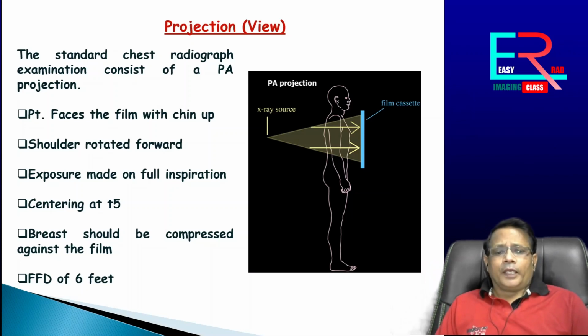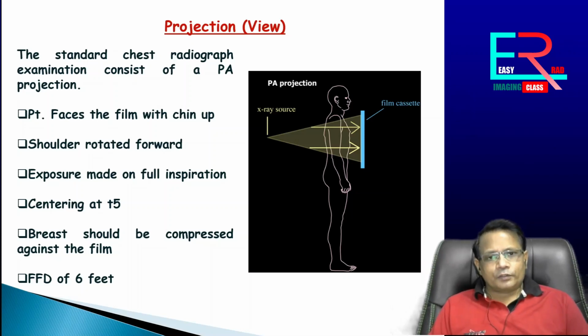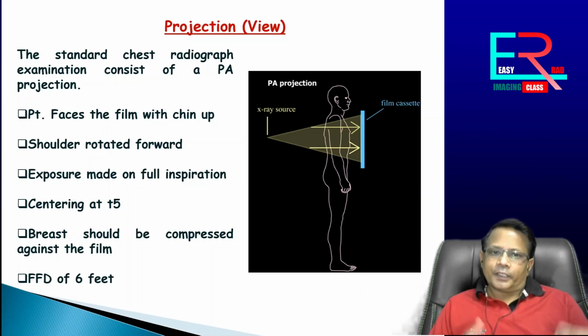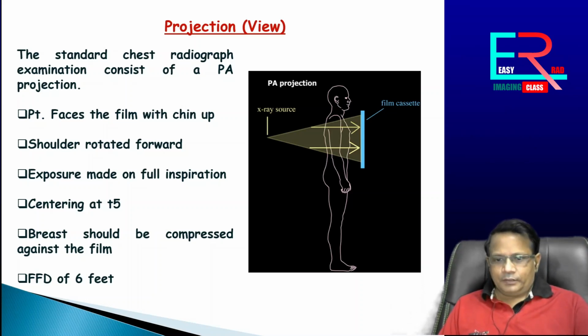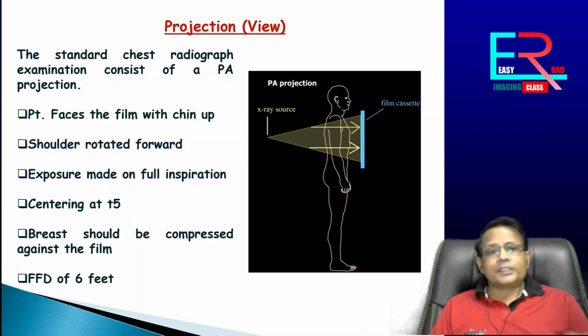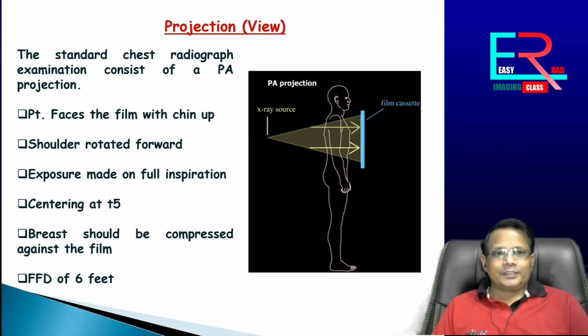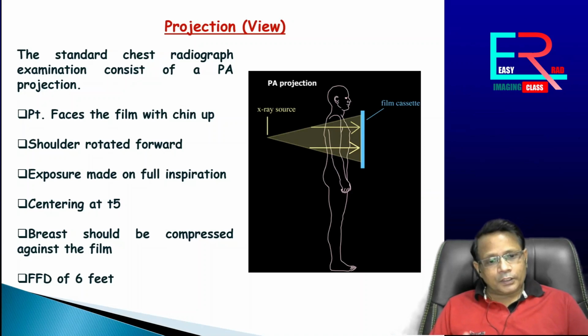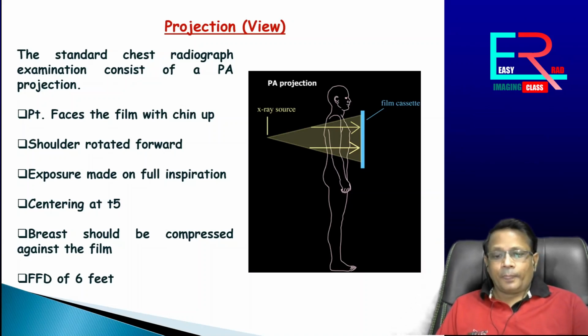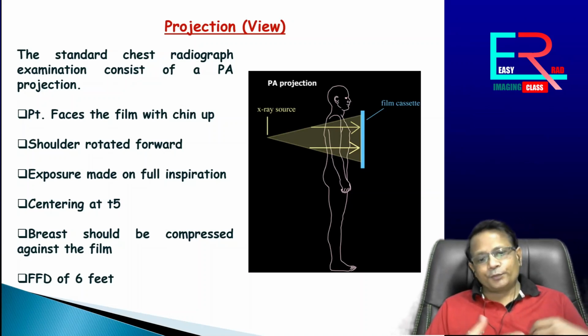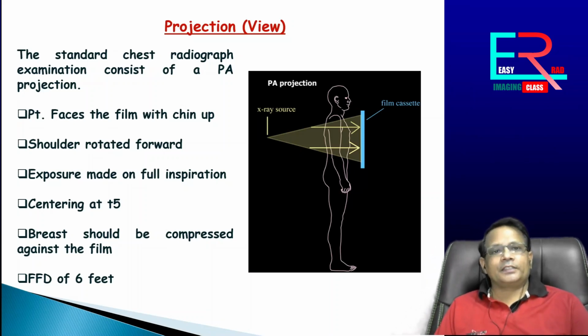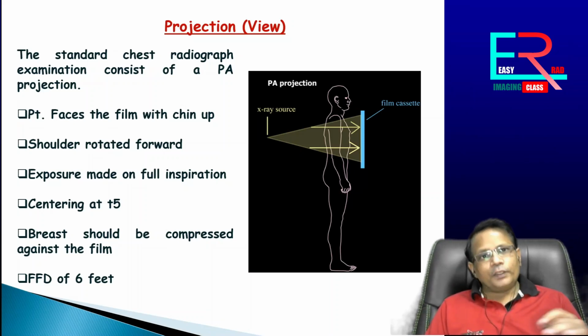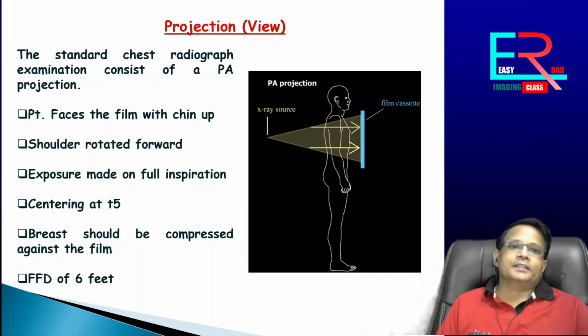The exposure must be in full inspiration, so say the patient takes a deep breath in, holds the breath, and then shoot the X-ray. Always keep the centering on T5, the fifth dorsal vertebra. While doing the chest X-ray, the anterior chest wall including the breast should be compressed properly on the cassette or the detectors. The film focal distance should be at least 6 feet.